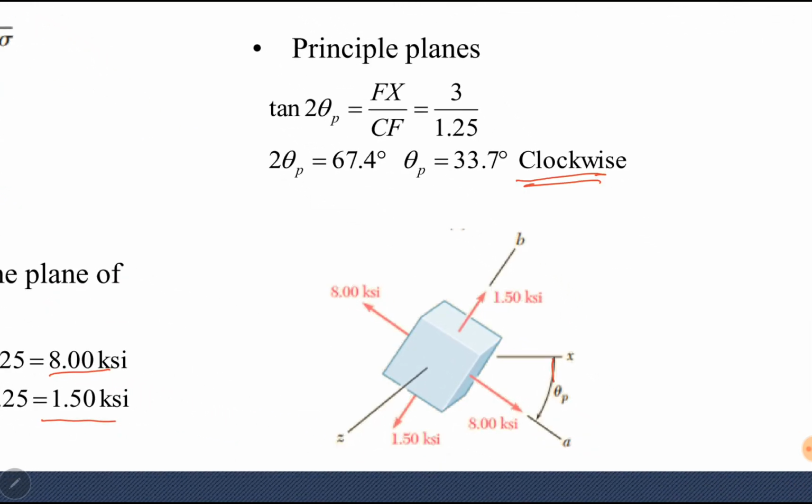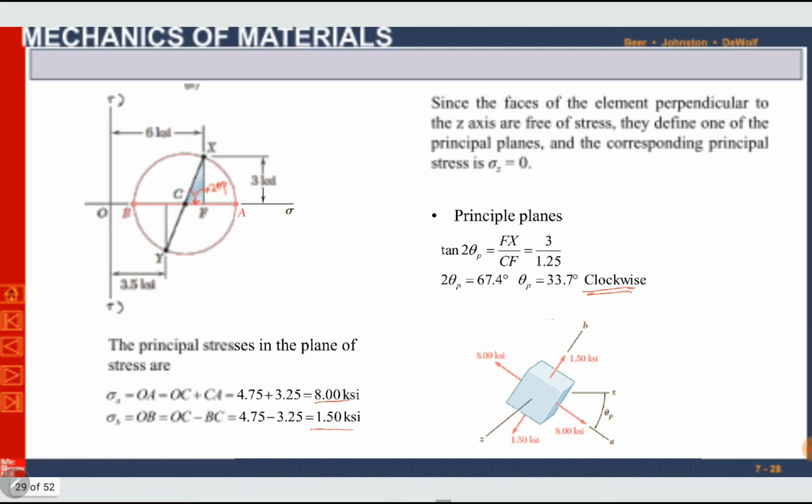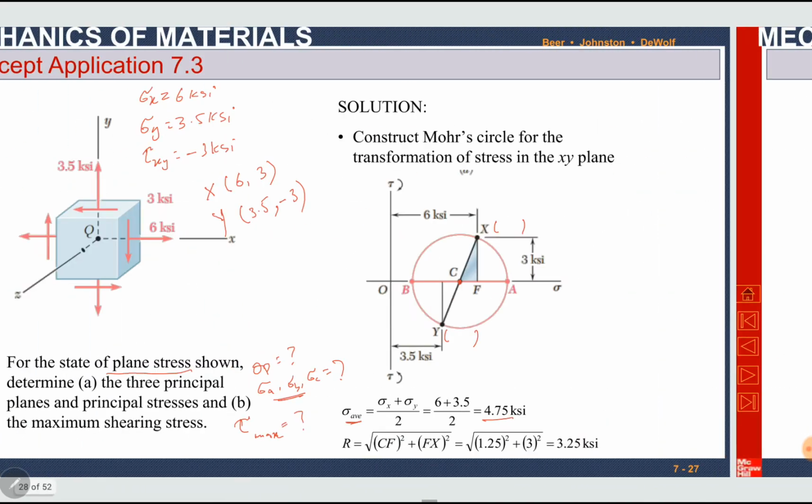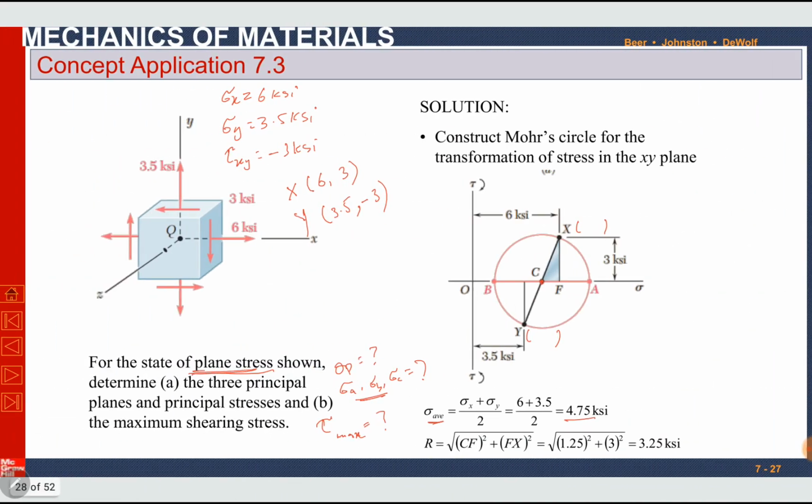It is clockwise, theta p is 33.7 degrees, and then you can plot the stresses. Now we have already plotted the two-dimensional circle, which is the in-plane circle. So the third stress in the state of plane stress is always 0.